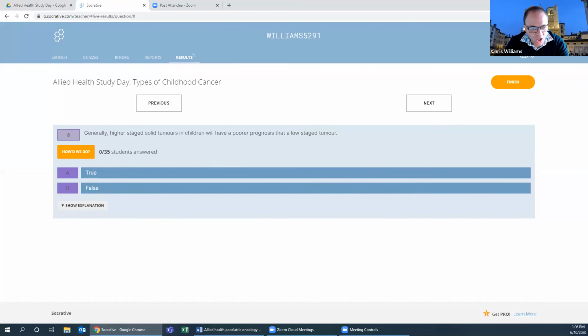Generally, high stage solid tumours will have a poorer prognosis than low stage tumours. Let's have a look, Georgia. Yes, that's true. And I think this is something to think about. Again, it's not hard to look those things up.